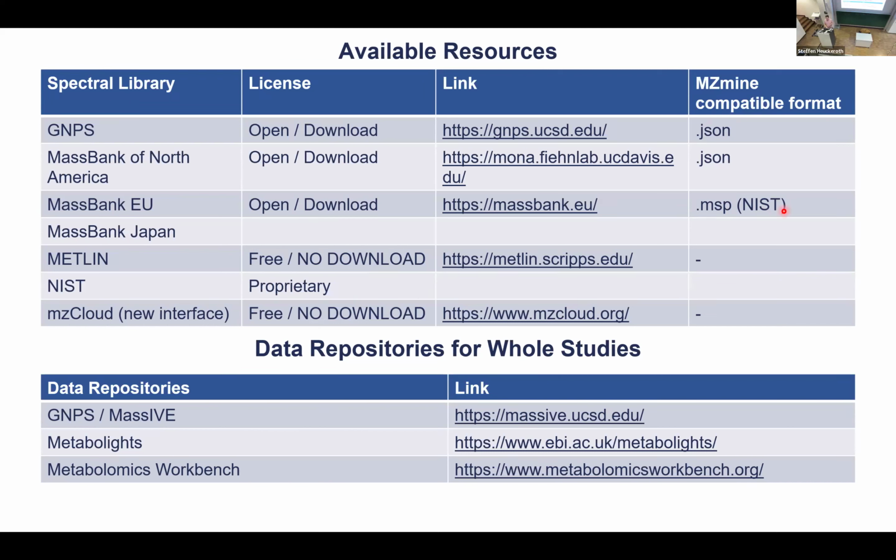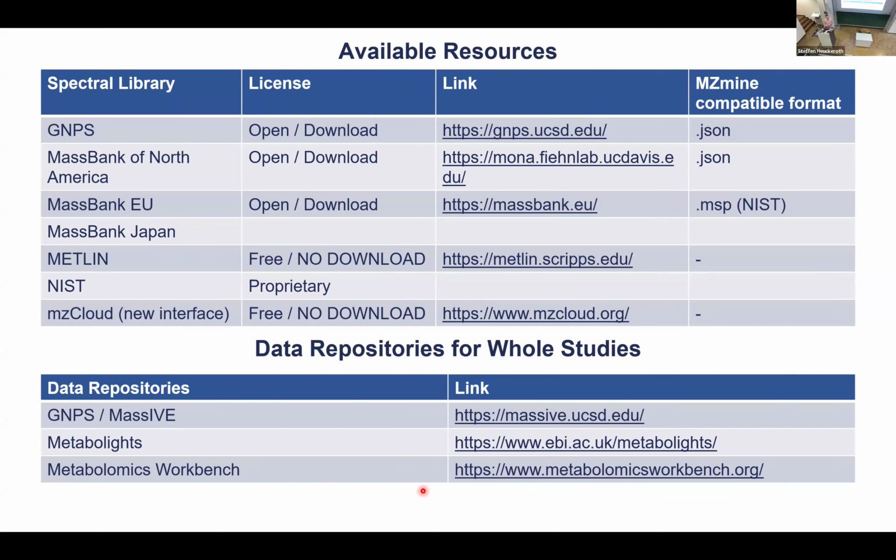But if you're looking for the MZmine compatible format of the download, I listed it over here. Most of the time it's a JSON format, except for the MassBank EU. And if you want to make your data available, for example for a paper or a project that you're working on with some collaborators, these are some of the most used repositories where you can deposit your data set.